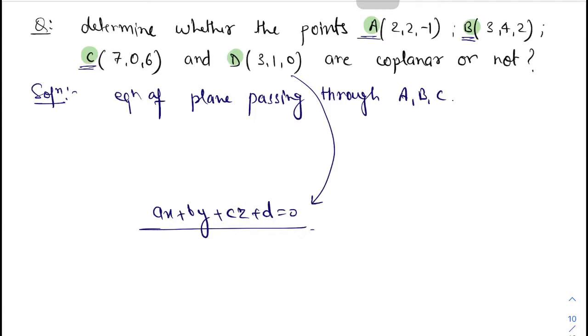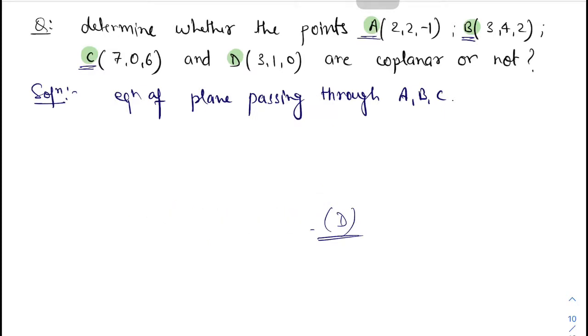and if D is satisfying the equation that we have just calculated, we can easily say that the points A, B, C, D are coplanar, because this is already a plane which is passing through A, B, C, and if D is also satisfying this plane, then we can easily conclude that all the 4 points are coplanar. Okay, if D is not satisfying the plane, then we will say that the points A, B, C, D are not coplanar.